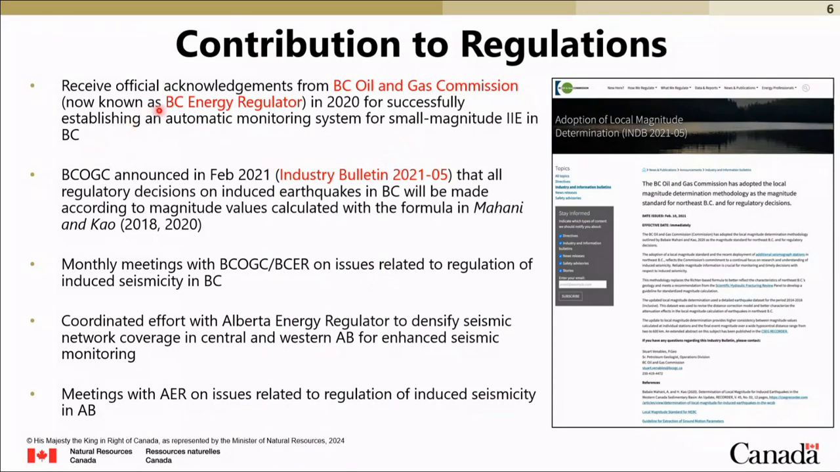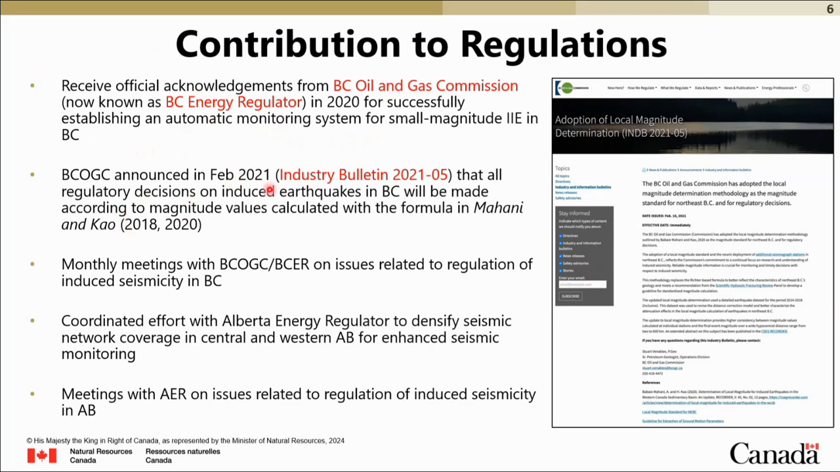First, we received official acknowledgments from BC Oil and Gas Commission, now also known as BC Energy Regulator, in 2020 for successfully establishing an automatic monitoring system for small magnitude events in BC.